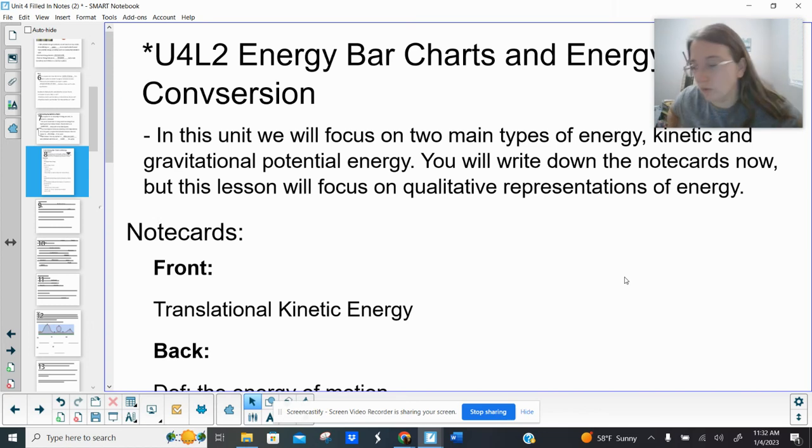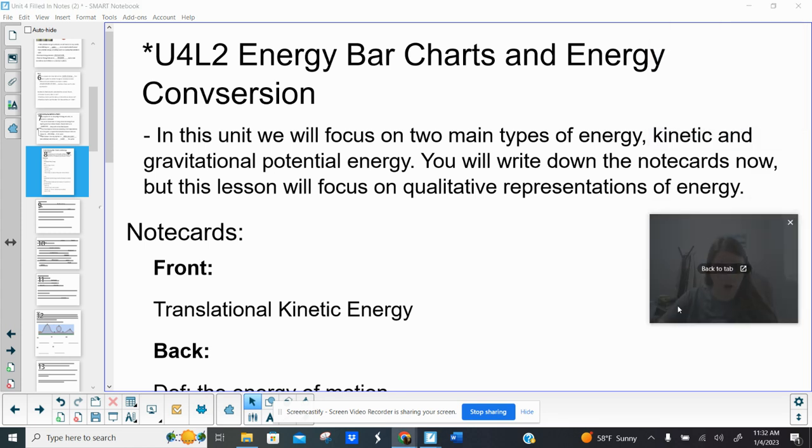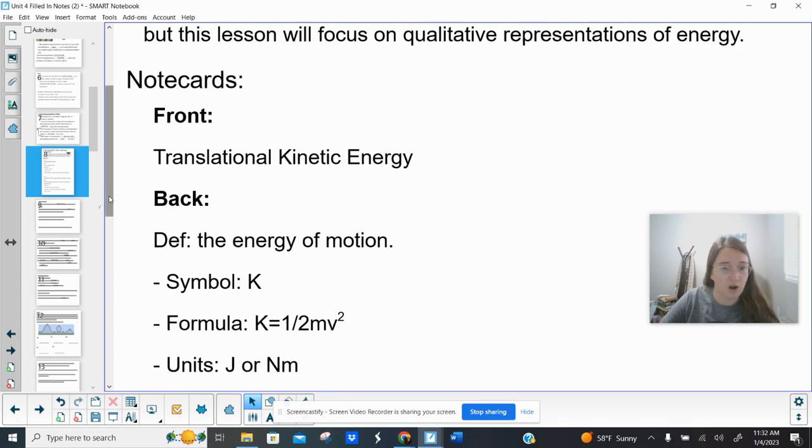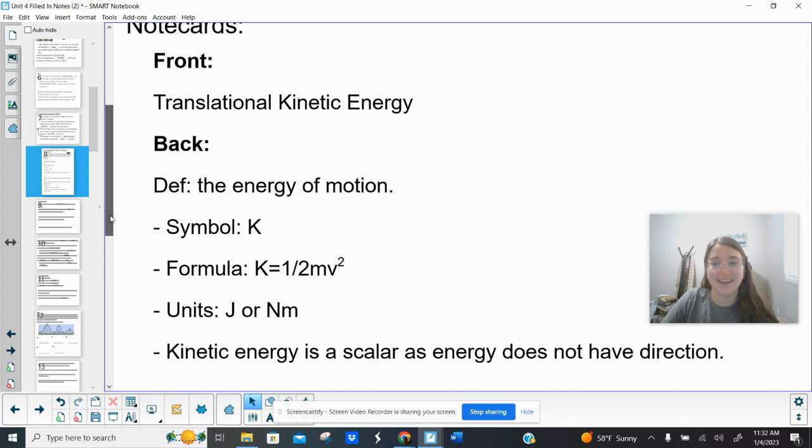Okay, U4L2. So hopefully, again, you're starting to get an idea of what we talk about when we talk about energy. Right now, we are going to make 2 note cards. So if you can grab 2 note cards, I have them at the front of the room. We are making one for kinetic energy.